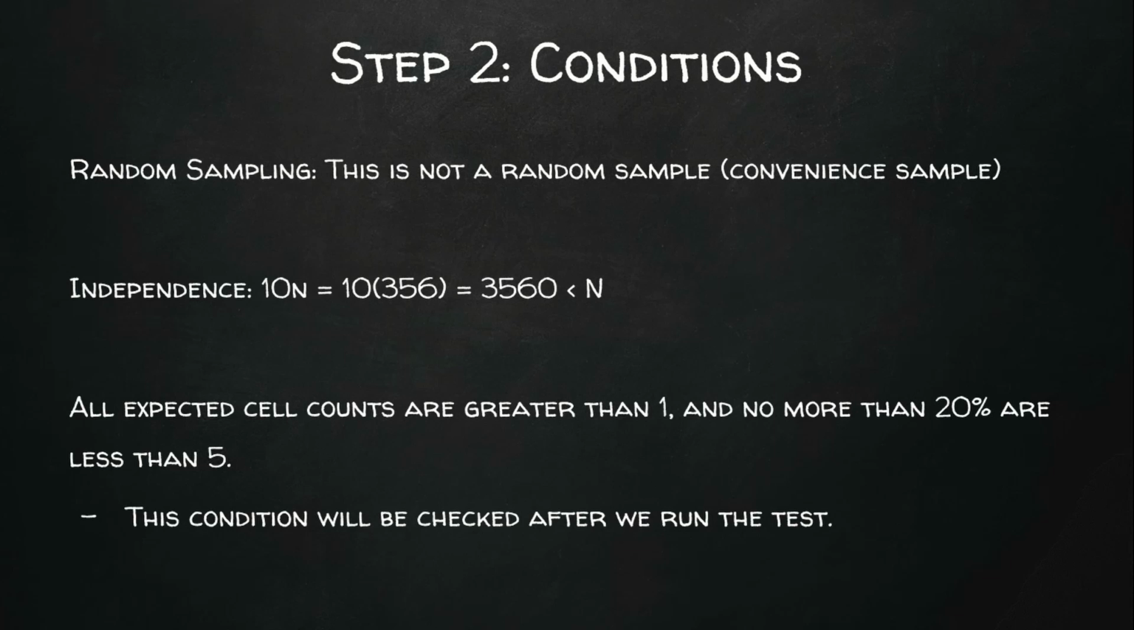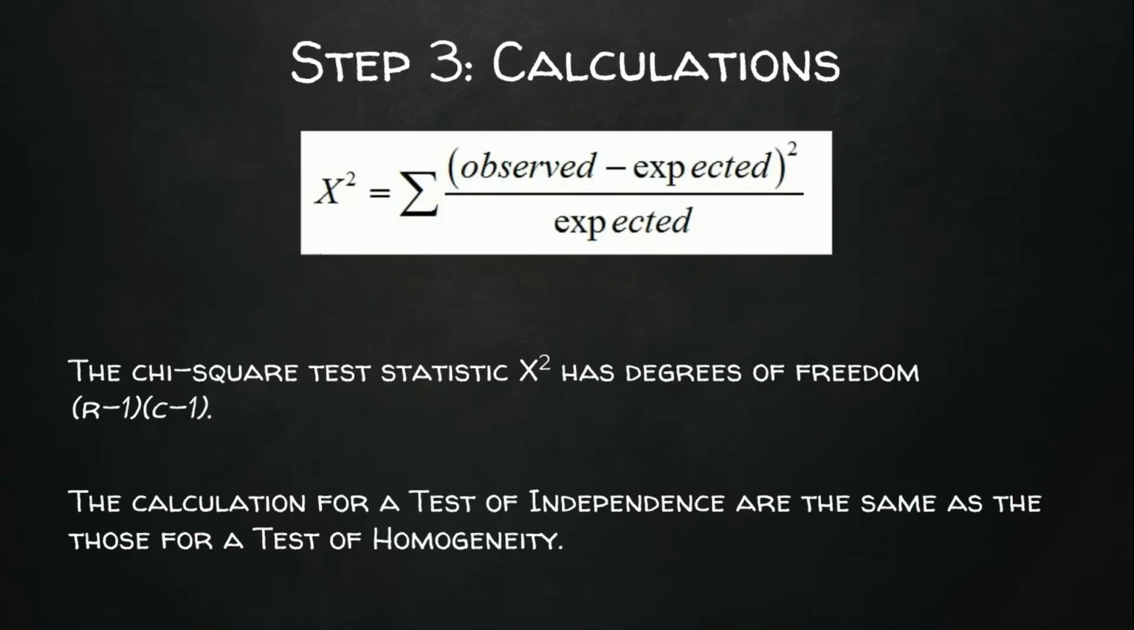Our conditions are the same as the chi-squared test for homogeneity. We need random sampling, independence, and then our large counts condition. Again, we will check the large counts condition after we have run the test. For our calculations, we're using the chi-squared test statistic. The degrees of freedom are the same as the test for homogeneity. They are the number of rows minus 1 times the number of columns minus 1 in our two-way table.